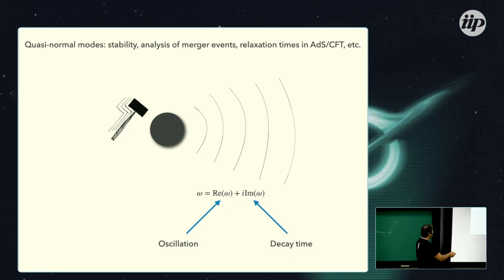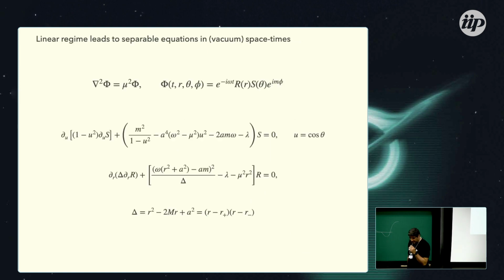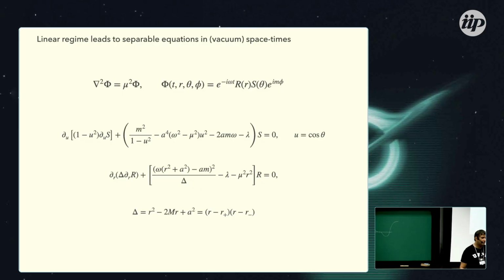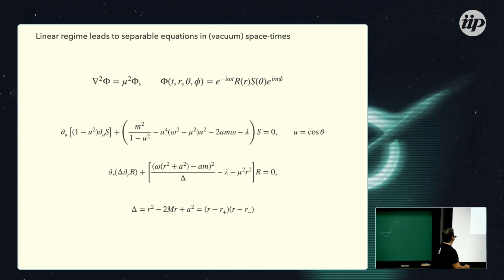In this case, there are some oscillations that are produced in space-time. These oscillations have frequencies that are quasi-normal modes because they have an inherent imaginary part. So that means that not only do they propagate and oscillate, they also decay. The decay is actually important for many applications because you have relaxation times for the CFT. You have the ringdown phase of black hole merger events and all the applications, especially in holography.